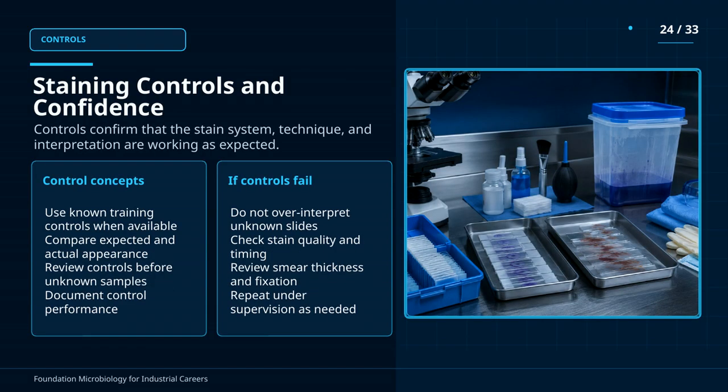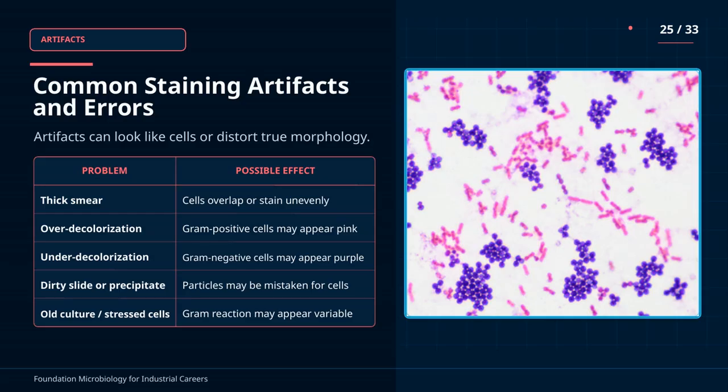Staining controls help confirm that the stain system, technique, and interpretation are performing as expected. When controls fail, unknown samples should not be overinterpreted until stain quality, smear thickness, fixation, timing, rinsing, and microscope condition have been reviewed. Artifacts can resemble cells or distort true morphology, so analysts should question unexpected visual patterns. Thick smears, poor decolorization, dirty slides, stained precipitates, overheating, and stressed cultures are common sources of misleading results.